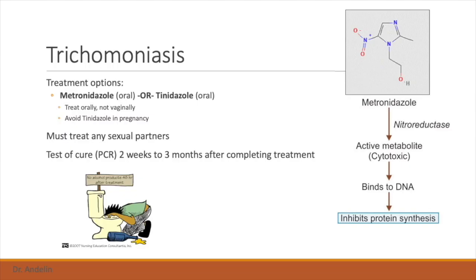The treatment of trichomoniasis is with metronidazole or tinidazole, both of which should be done orally. In pregnancy, you should choose metronidazole over tinidazole. Both are nitroimidazoles, again, that work by the activation of metabolites that bind to the DNA. Remember that when taking these medications, you must avoid alcohol. One key feature of treatment of trichomoniasis is the importance of treating all sexual partners to prevent reinfection. Additionally, it's important to retest patients, ideally with PCR between 2 weeks and 3 months after completing treatment.